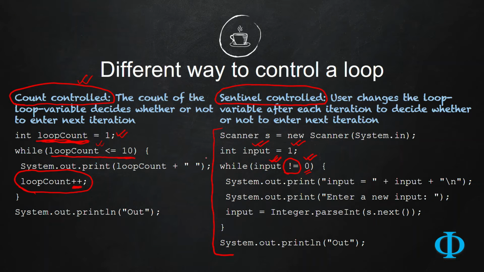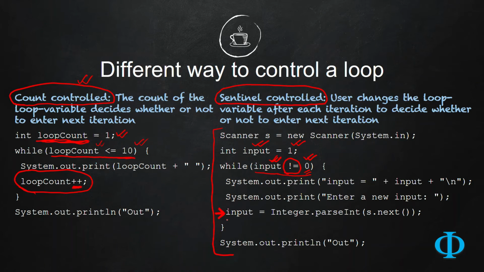But this is also very similar to this count control while loop. Both of them have some initialization, and then in the condition, in both the cases there is some kind of comparison over here. So until here there is not much difference. The major difference between count control and the Sentinel controlled while loop lies in how you are changing the value of the loop control variable.